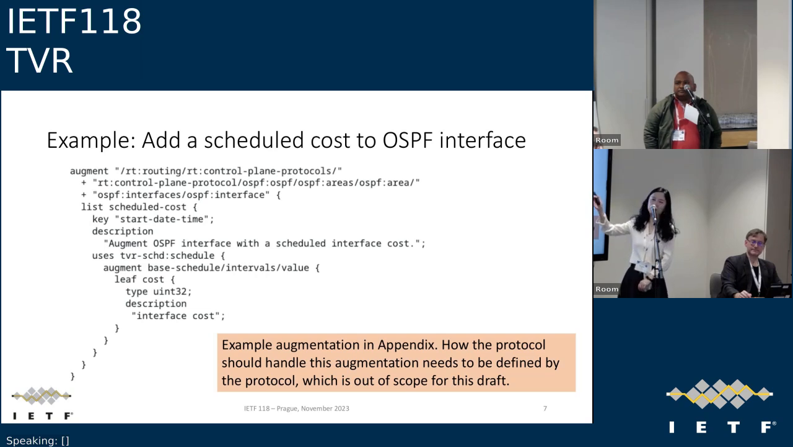So that basically will be something like this, right? Choose to use the schedule defined by the TVR common schedule. Some of these augmentations we can include in this draft, but we won't be able to do all of them, right? That's fair enough. So the key thing is to just define the grouping and let whoever is interested use them.